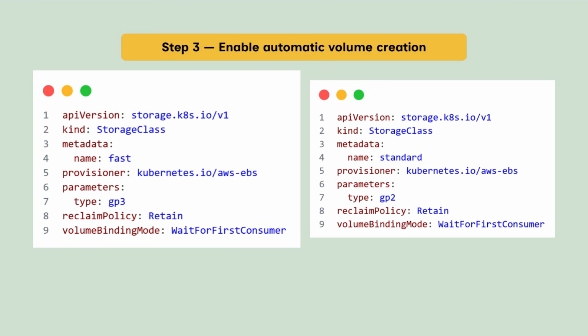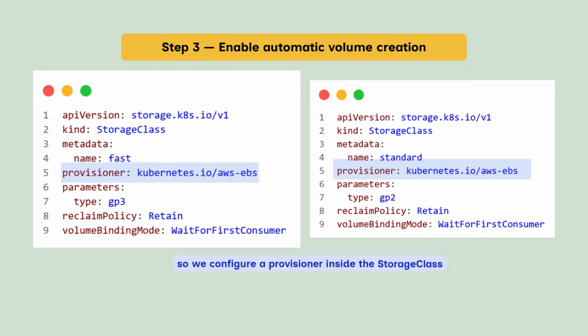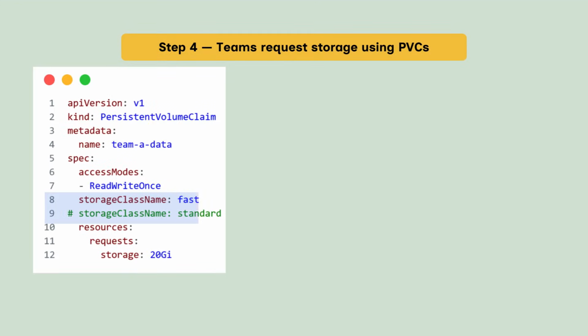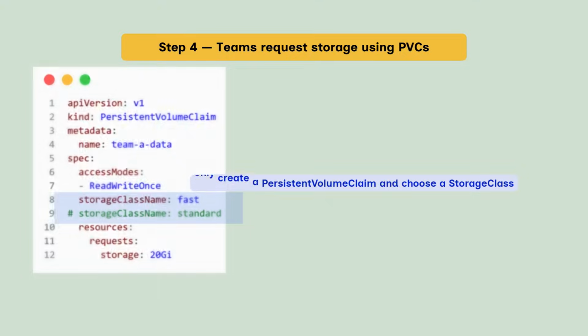Next, we enable automatic volume creation. Dynamic provisioning only works if Kubernetes knows how to provision storage. So we configure a provisioner inside the StorageClass. Kubernetes automatically creates PersistentVolumes when PersistentVolumeClaims are requested. Next, teams request storage using PersistentVolumeClaims. Teams do not care about PersistentVolumes. They only create a PersistentVolumeClaim and choose a StorageClass.